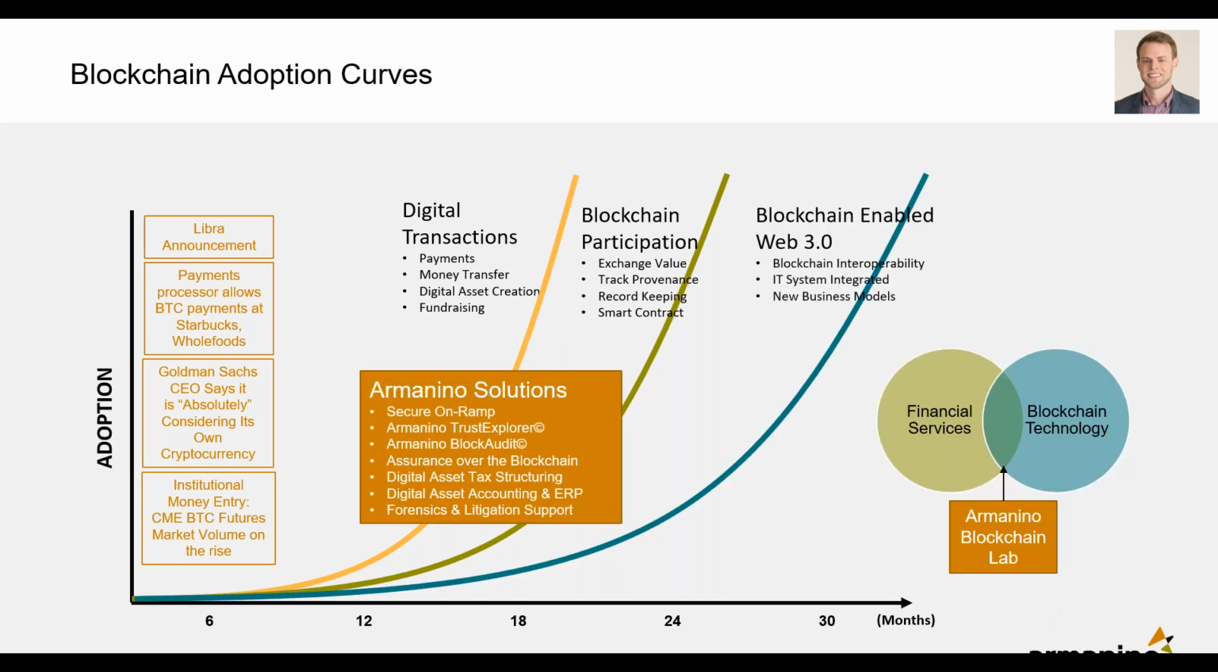And then this last phase, which we call the blockchain-enabled Web 3.0, is a world in which blockchains are talking to each other seamlessly. They're talking to companies' IT systems. It integrates with your ERP environment, and ultimately you'll see a whole group of new business models come out of that. Not different from what we saw with the internet becoming more widely adopted, and then companies like Airbnb and social media and Uber and the likes coming into fruition. So Armanino created a blockchain lab. That's my job here at the firm, to head up that lab.